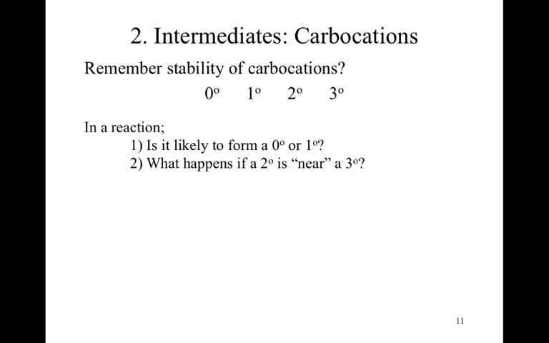Intermediates. This becomes a problem because we can form carbocations, and if we think back to when we talked about mass spec, we have to worry about stability of carbocations. Okay? So we've got our zero area, our primary, our secondary, and our tertiary. Our zero area is extremely unstable, and our primary is extremely unstable. Those are so unstable that we do not form them.